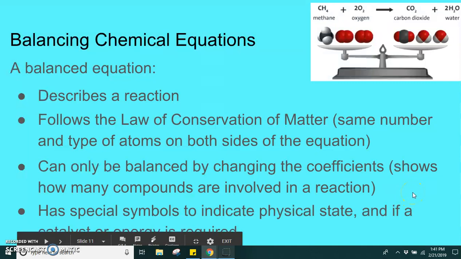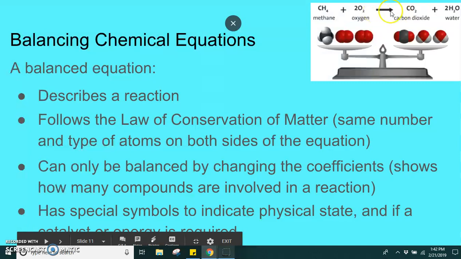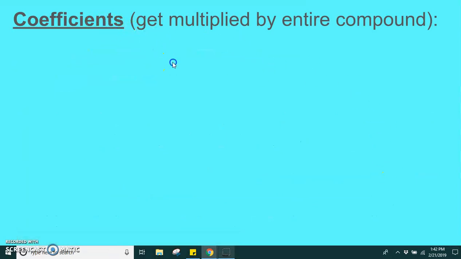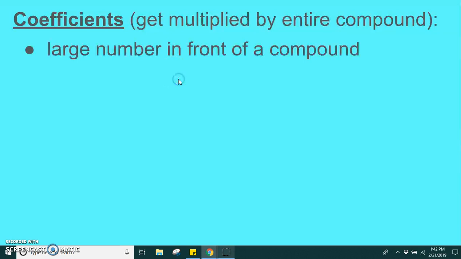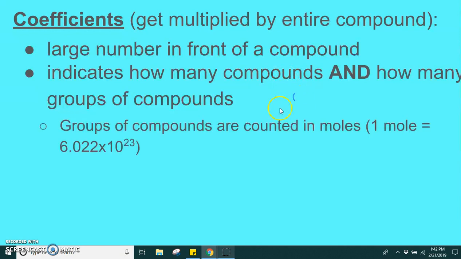So they have special symbols to indicate physical state. If a catalyst or if energy is required, you might see those things written on the line, or you might see the states indicated within the reaction. So coefficients, these are the big numbers in front. They get multiplied by the entire compound. These are the large numbers in front. They indicate how many of that compound or how many groups of those compounds do you need.